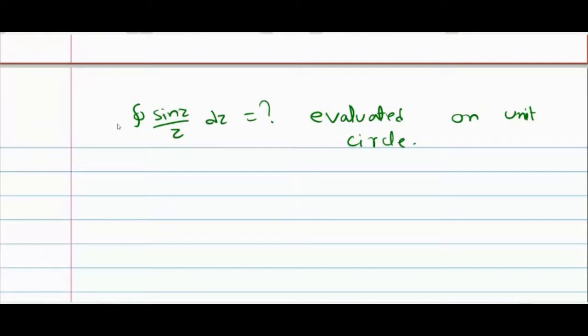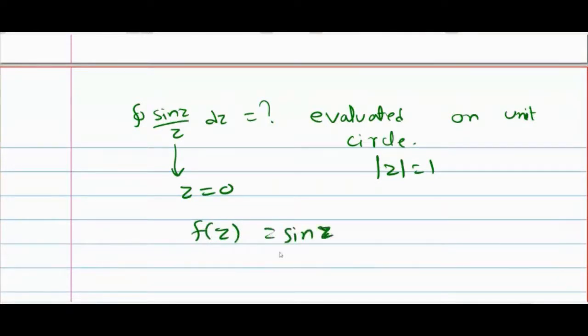Yes, 0 is the answer. Here the point is z equal to 0. It is inside this circle. Put 0 here, it is inside the circle. Then your f of z is sin z. F of 0 will be sin 0, that means 0. The answer of the integration is 2 pi I into f of 0. So 2 pi I into 0, that means the answer is 0.